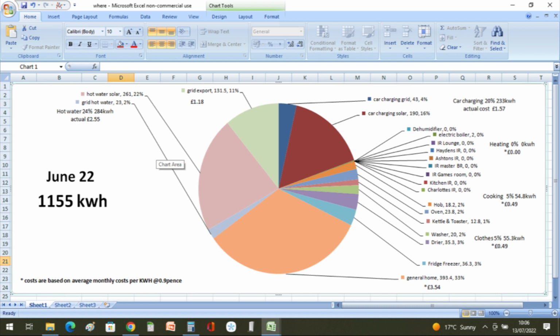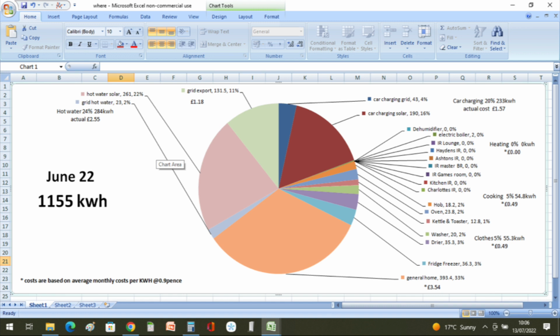There was no heating, so there's no cost or usage there. Cooking wise, we used 5% at 54.8 kilowatt hours, or 49 pence. Washing and drying was 55.3 kilowatt hours at 5% at 49 pence. The fridge freezer used 3% at 36.3 kilowatt hours.